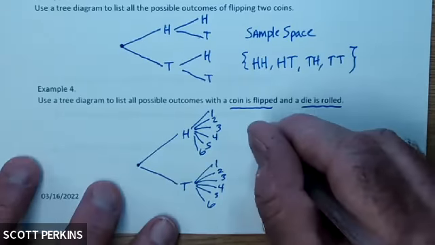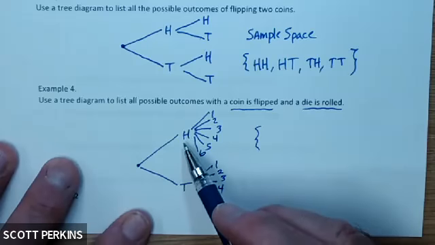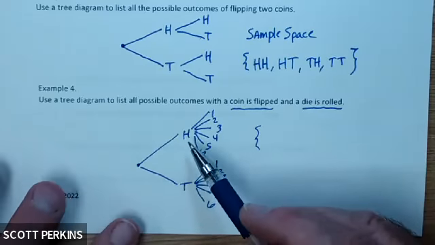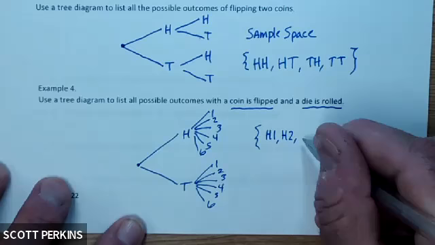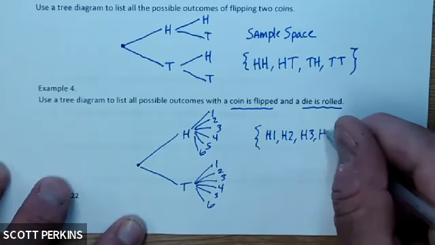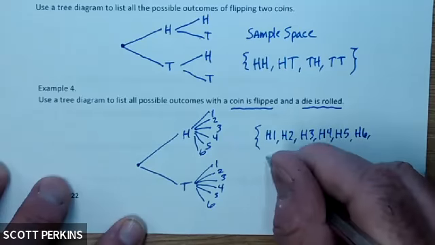And then the sample space, again, I'm just a squirrel. And so I've got, using the top branch, no particular reason for doing that, I've got heads and 1, and then heads and 2, heads and 3. These are all the possible options that I can get when I flip a coin, and then I roll a die.